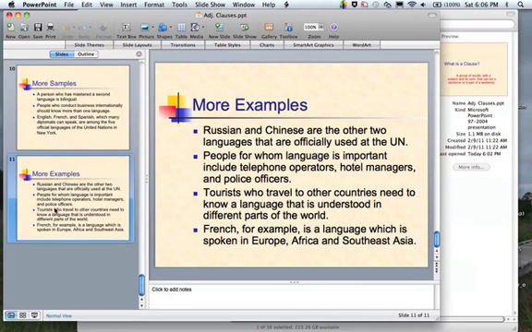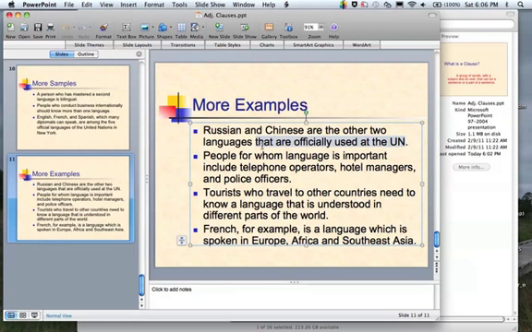Now, let's move on to these 4. Go ahead and pause the video, do them, and come back, and I will give you the answers. All right, for this one, we again have 2 subject-verb pairs. That are used, and Russian and Chinese are. That are officially used at the UN. That is your adjective clause, and then Russian and Chinese are the other 2 languages is your independent clause.